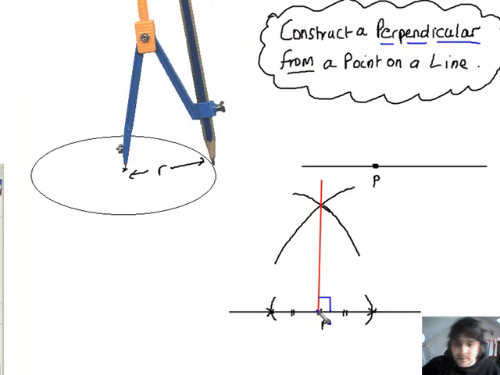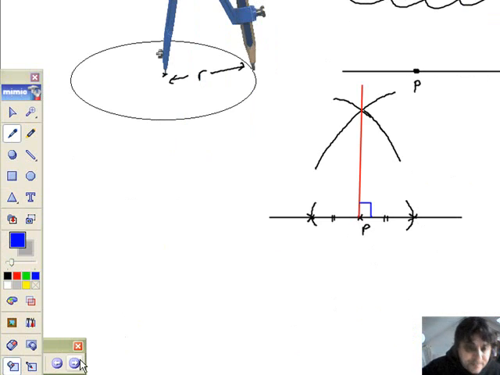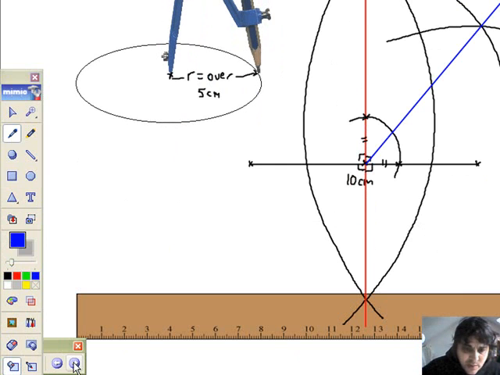Alright, so review. Point P there, whoosh whoosh with your compass to establish equal lengths either side. Put your compass point there, do an arc. Put your compass point there, do an arc, and then construct your perpendicular using a ruler. And that's that one. The next one, where am I going?